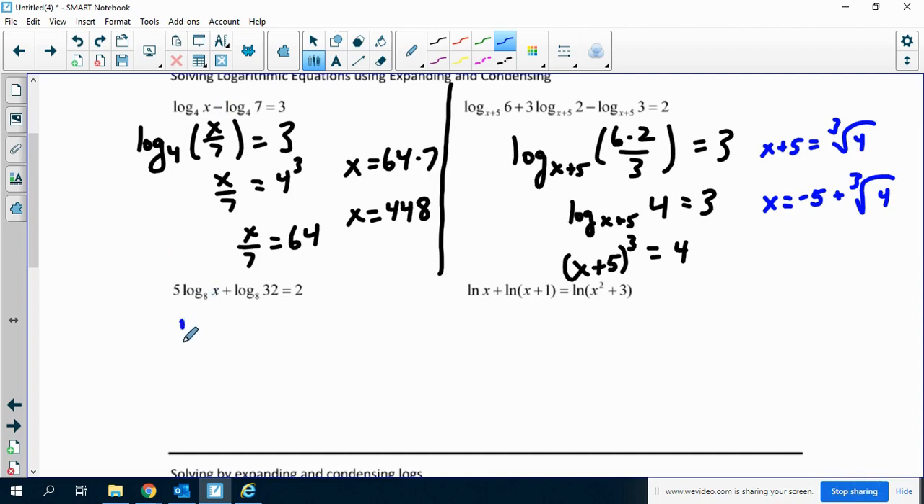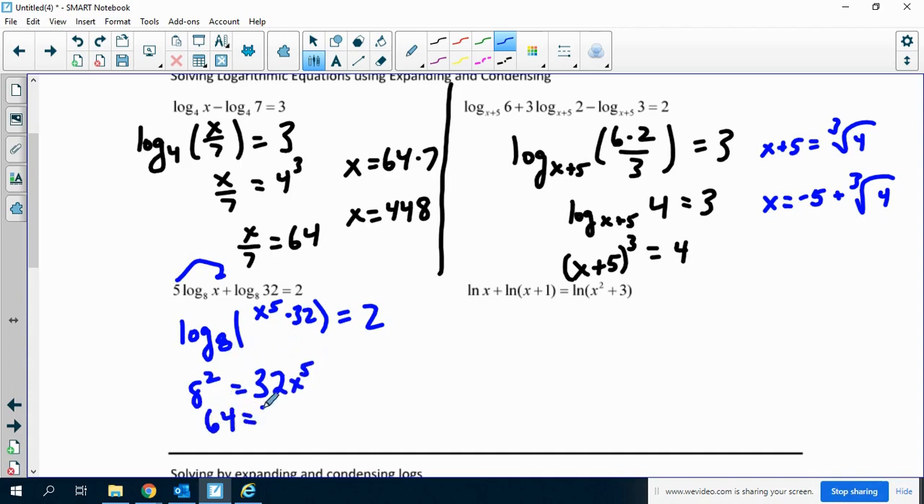So let's condense this. Log base 8 of x to the 5th times 32 equals 2. Remember, I can move this 5 up. So 8 squared equals 32x to the 5th. 8 squared is 64. So 64 equals 32x to the 5th. Then divide by 32. So x to the 5th equals 2. And then I take the 5th root of both sides, and I don't have to do a plus or minus with any odd powered root. So x equals the 5th root of 2.